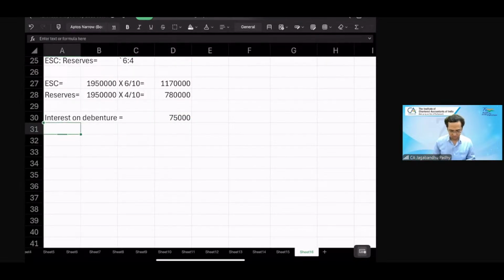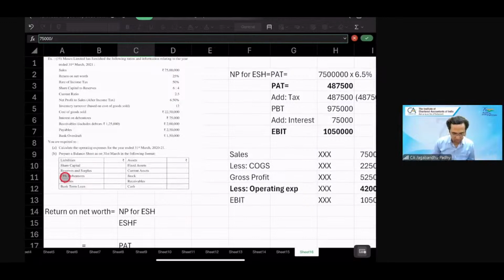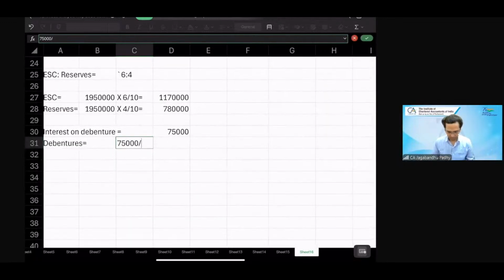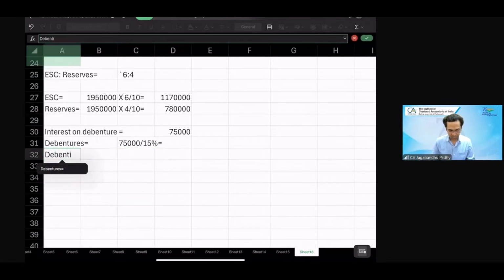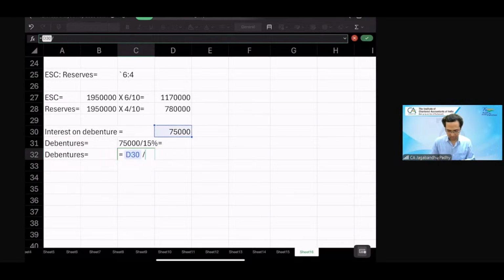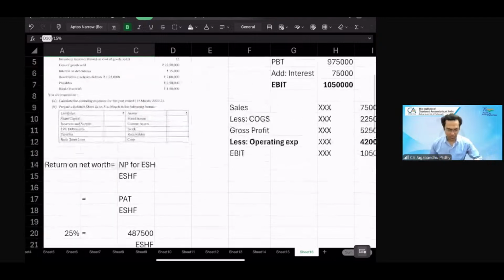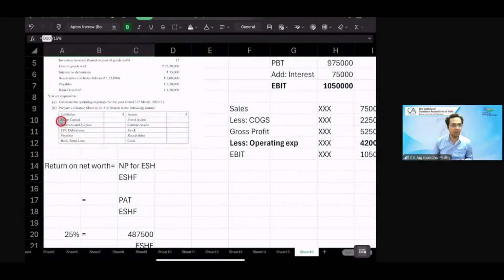We know that the debentures value will be simply 75,000 divided by the rate of interest. The rate of interest is given over here, 15%. So the amount of debentures is 75,000 divided by 15%, which is 5 lakhs. Perfect. So from the liabilities, three parts are done: share capital, reserves and surplus, and 15% debentures. Payables is already given to us.